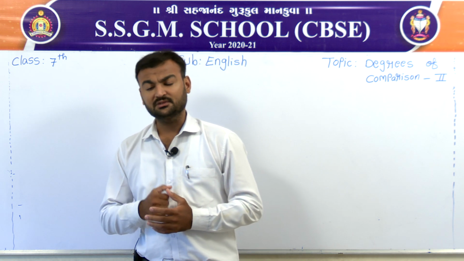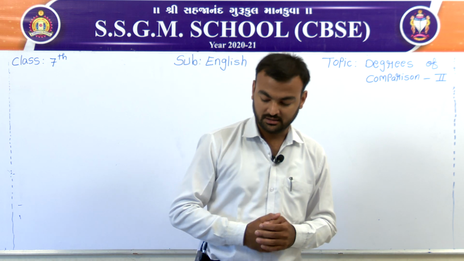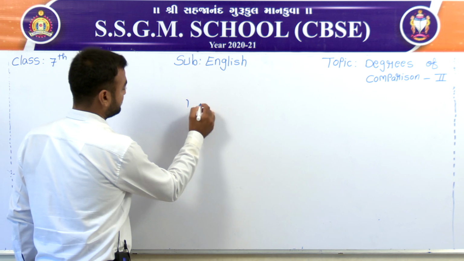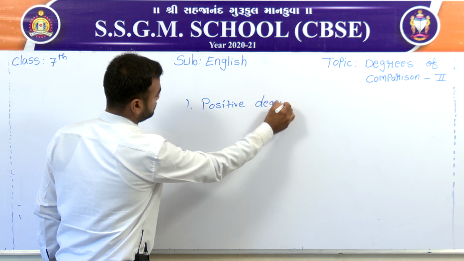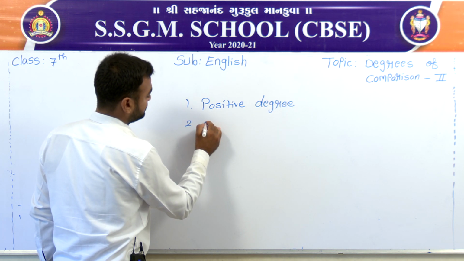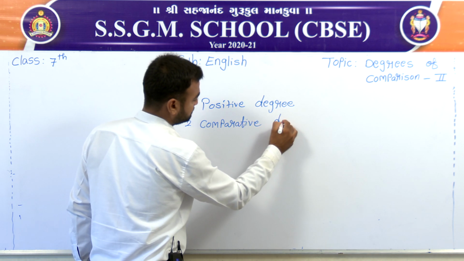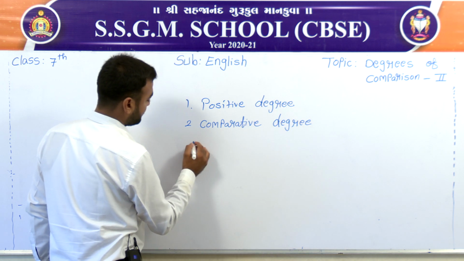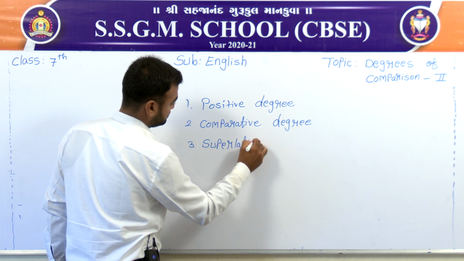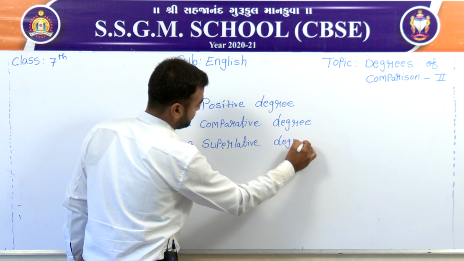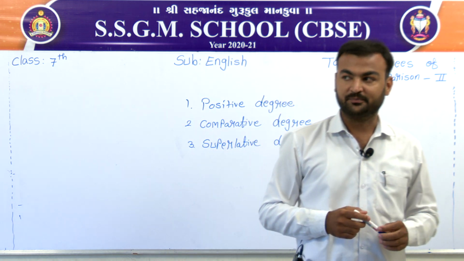Okay students, last time I discussed the 3 degrees of comparison. Number 1 is positive degree, number 2 comparative degree, number 3 superlative degree. So there are 3 degrees to compare.